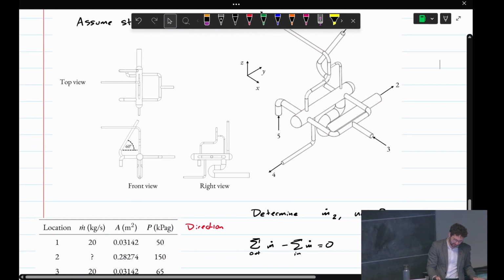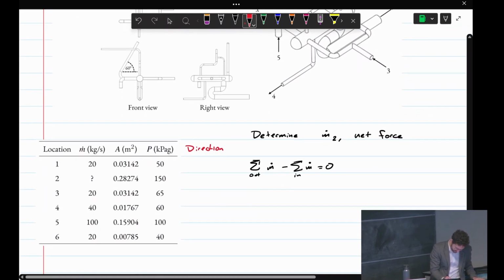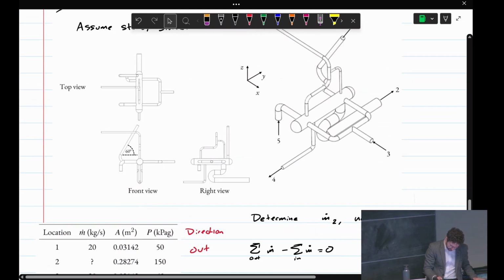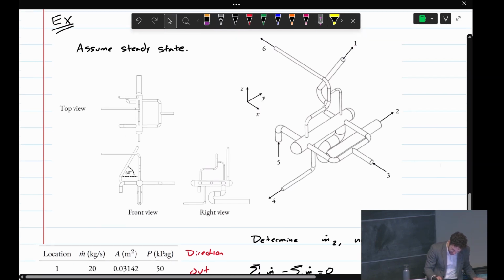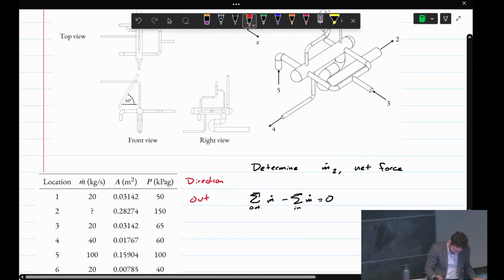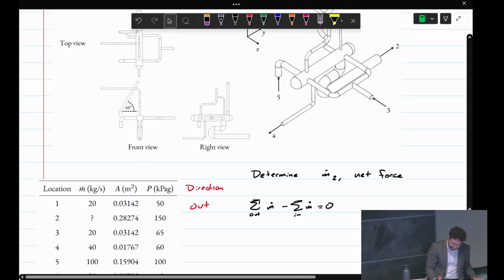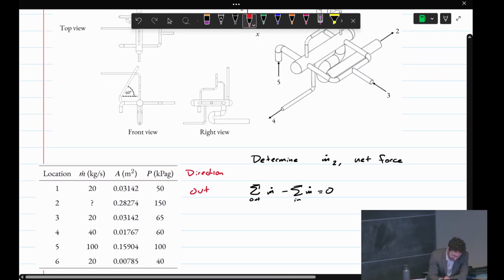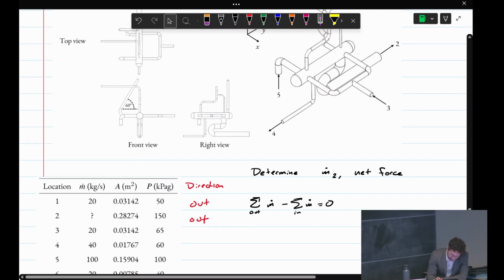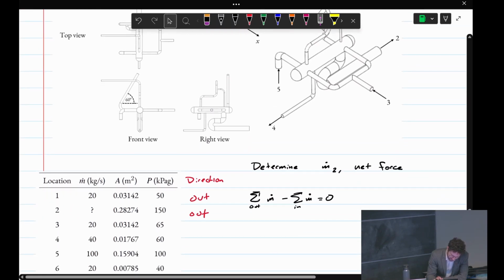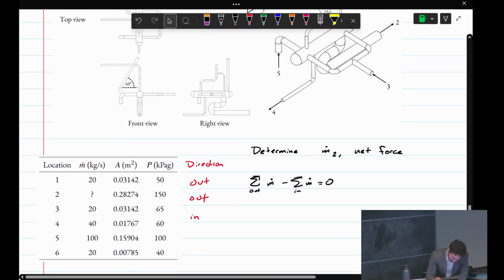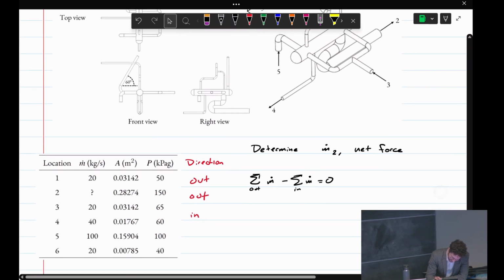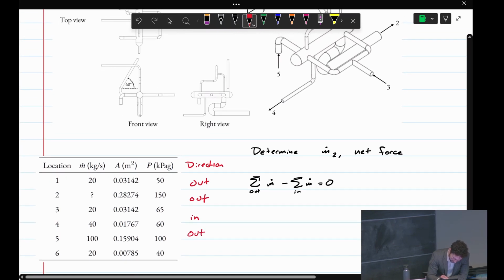Okay. So the direction of 1 is going to be out. The arrows here show the directions, right? So 1 is going out of our CV. 2 is an unknown, so we're saying out. 3 is in. 4 is out. 5 is in, or I've gotten misaligned.